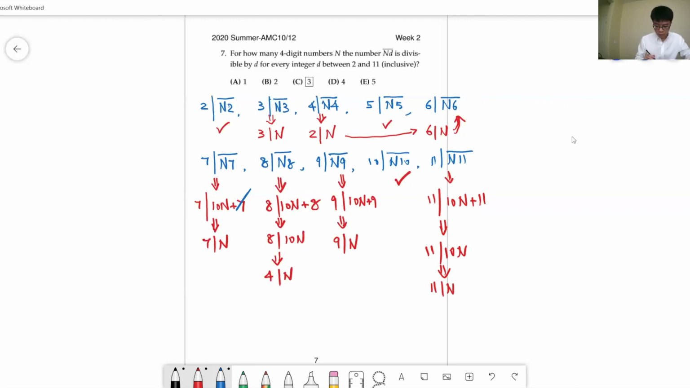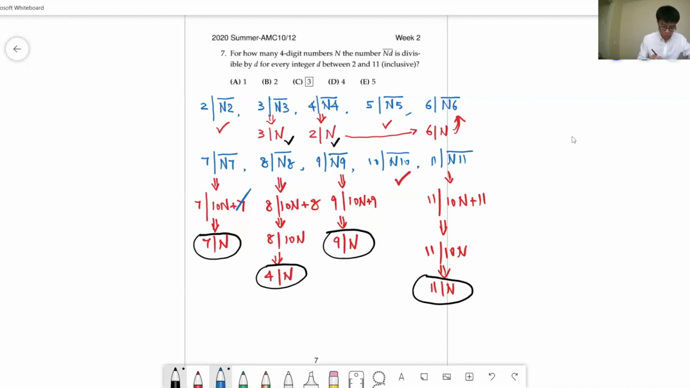So we have this many requirements, and let's combine all of them. We see that we have the requirement n is divisible by 11, n is divisible by 9, and n is divisible by 4. Once you have n divisible by 4, we automatically have n divisible by 2, so we don't need to consider that. Also n divisible by 9 means it's automatically divisible by 3. And we also need n divisible by 7. So basically we only have 4 requirements for n.